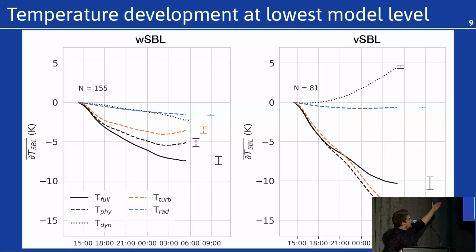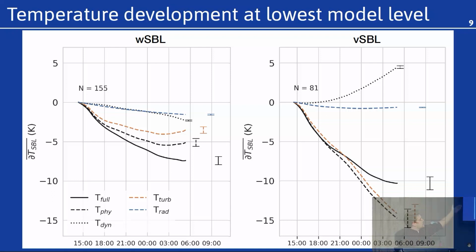We can see the mean or average developments in the weakly stable case and the very stable case. We can start with the black solid line, which gives you the average temperature development, and you can see that in the weakly stable case, this is a drop of about 7 Kelvin in the night. And in the very stable case, this drop is strongly enhanced, showing over 10 Kelvin in the night. And as to why that is, we can look at the role that turbulence plays throughout the night. Turbulence is shown by the orange dashed line.